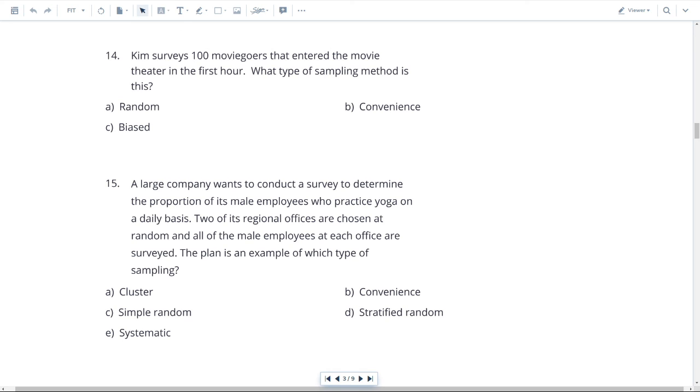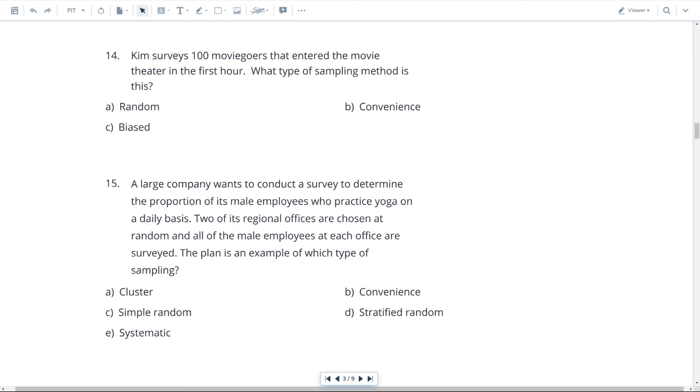Just like number 15, 56% of you got this one right as well. A large company wants to conduct a survey to determine the proportion of its male employees who practice yoga on a daily basis. 2 of its regional offices are chosen at random, and all of the male employees at each office are surveyed. The plan is an example of which type of sampling?